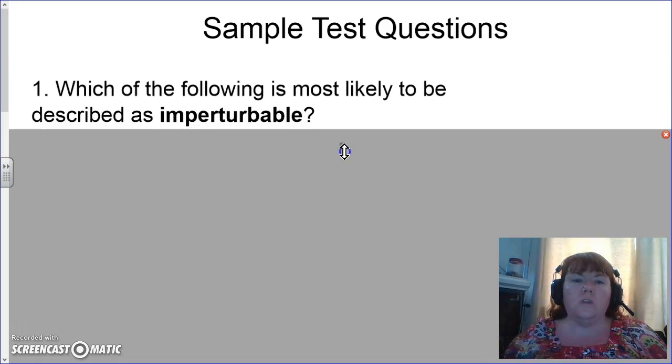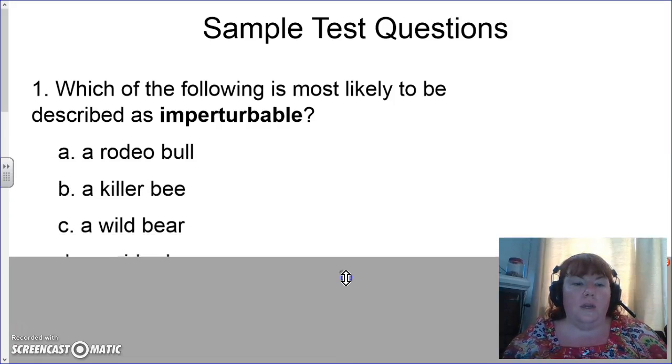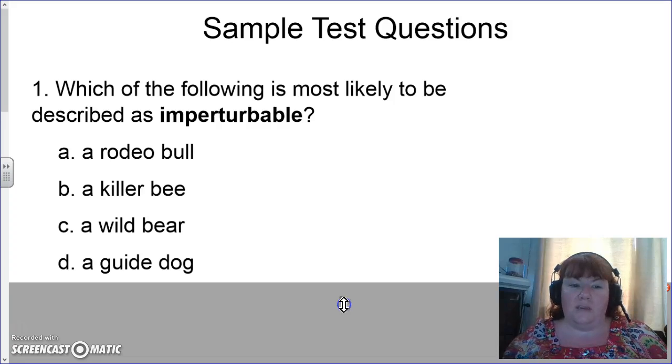So the first question is a multiple choice question. You will notice here it does have 4 choices. I start the year with 4 choices. As the year goes on, I move it up to 5 choices because the AP test has 5 choices. So I will eventually, probably around December, January, move into the 5 choice option.